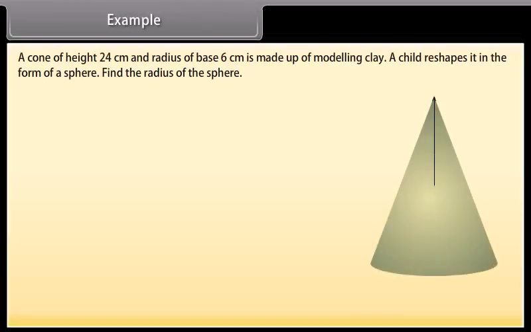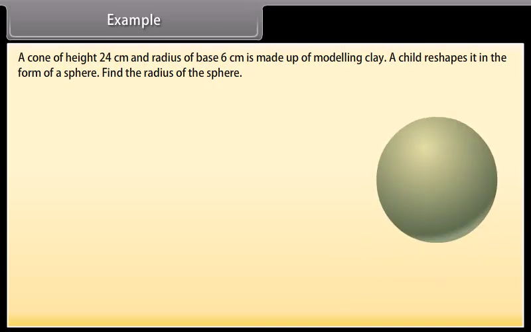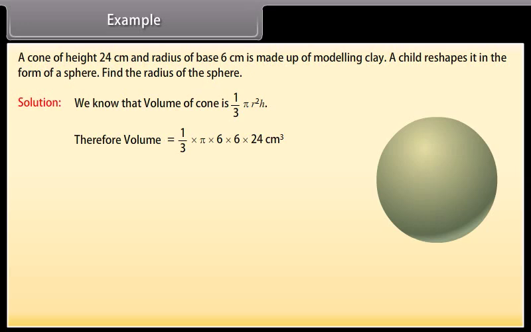Example. A cone of height 24 cm and radius of base 6 cm is made up of modeling clay. A child reshapes it in the form of a sphere. Find the radius of the sphere. Solution. We know that volume of cone is 1 by 3 pi r square h, which is equal to 1 by 3 into pi into 6 into 6 into 24 centimeter cube. If r is the radius of the sphere, then its volume is 4 upon 3 pi r cube.